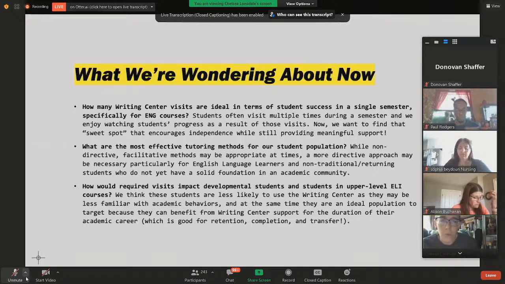We want to look at what the most effective tutoring methods are for our unique student population. And that could be a balance between non-directive, so hands-off kind of stuff, and more directive, here's how you do this kind of thing. And then we are also curious about how required visits would impact developmental students and maybe students in upper level ELI courses. So we think these students are likely to spend the longest time at the college, given that they're starting at that base level. So if we're able to connect with them early on, they may be an ideal population to work with because they'll benefit from Writing Center support through the duration of their time at the college.